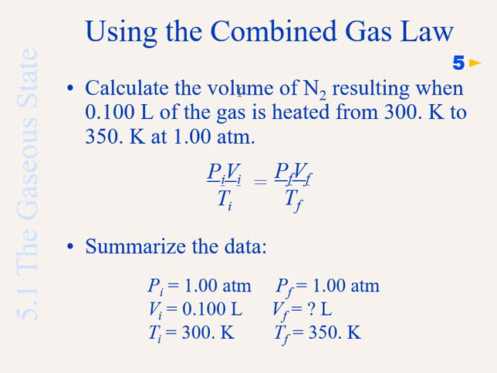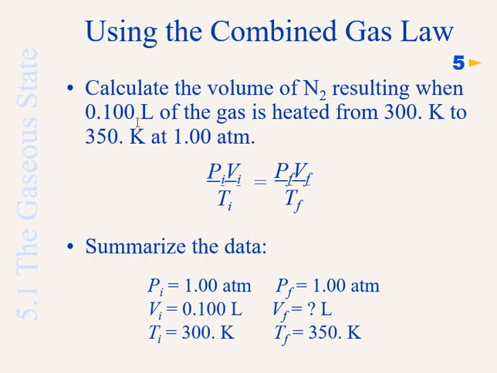So here is a question. Calculate the volume of N2 resulting when 0.100 liter of the gas is heated from 300 Kelvin to 350 Kelvin at 1.00 atmosphere. What you should do first of all is write down all the data you are given in the problem and make sure you note which is P1 or Pi and what is Pf.